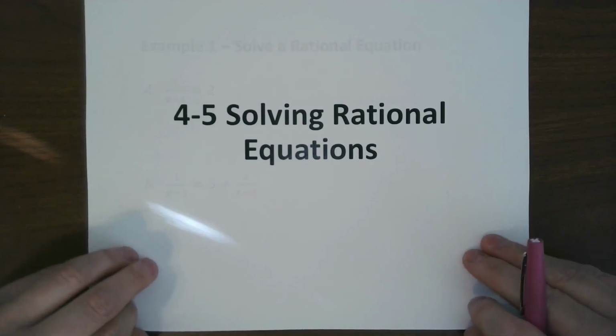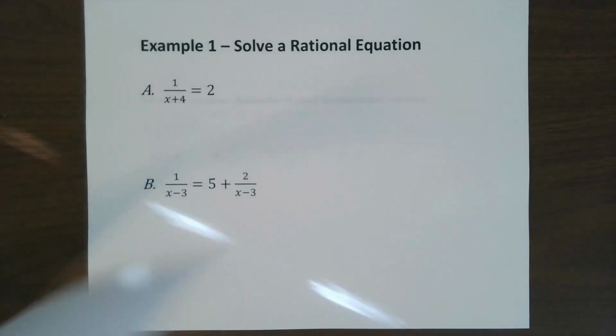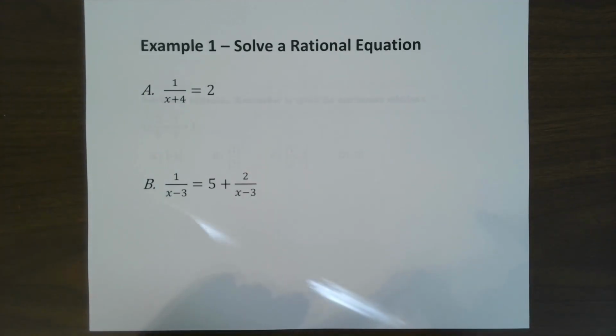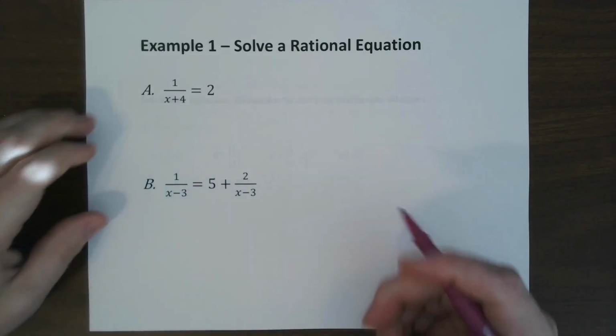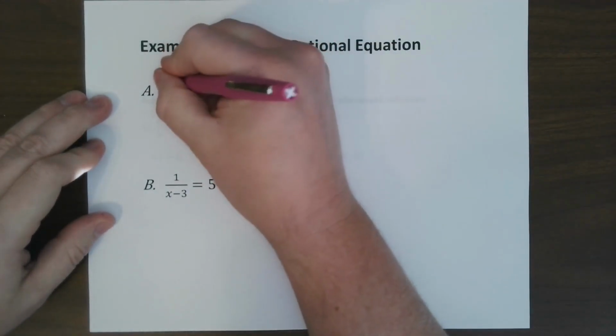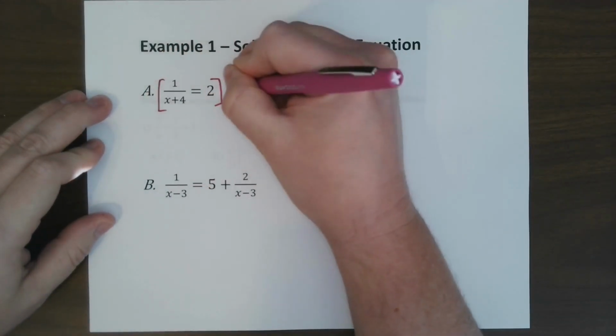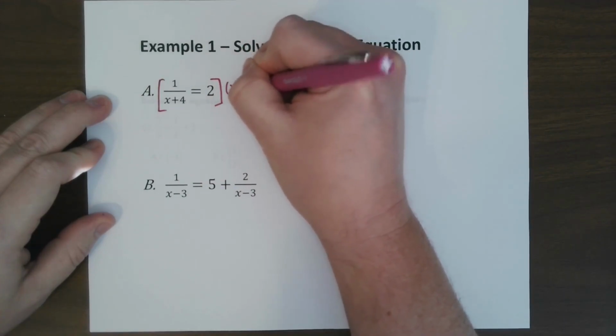Hi, today's lesson is on solving rational equations. To solve rational equations, we're going to utilize multiplying by the denominator, also known as cross multiplying, whatever you want to call it. But basically, we're multiplying everything by the denominator. So for example, this one, we're going to multiply this entire thing by x plus 4.